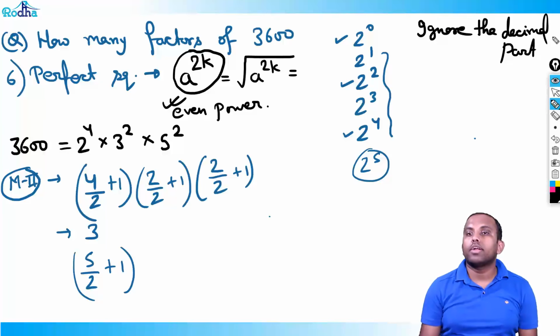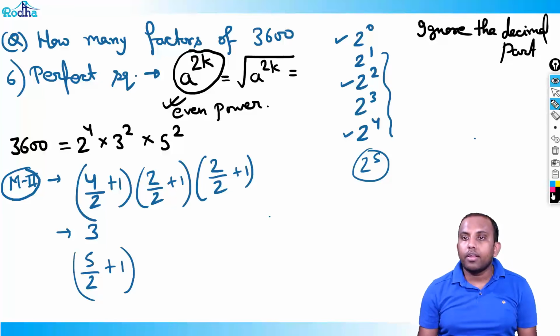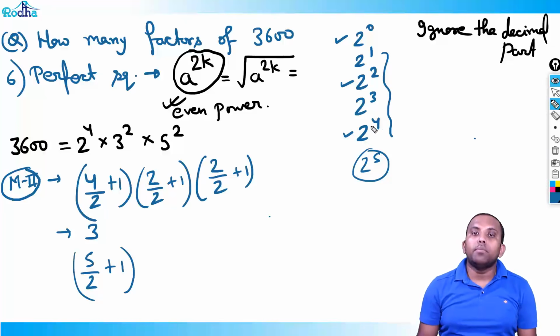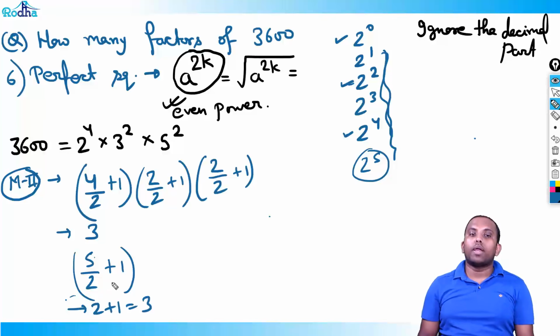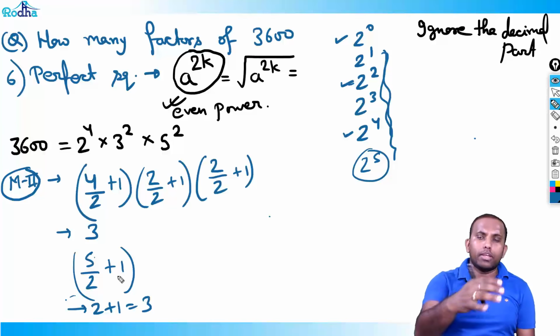Why? Because even if there are 5 terms here, how many even powers are there from 1 to 5? Only 2 and 4, right? That decimal part won't make any impact. So simply 5 by 2 plus 1 I can do. And I can write 5 by 2 as 2.5. Ignoring the decimal part, we are left with 2 only. So 2 plus 1, I should take it as 3. So 5 by 2 plus 1 I should take as 3. So just ignore the decimal part. We'll do it in the next question.